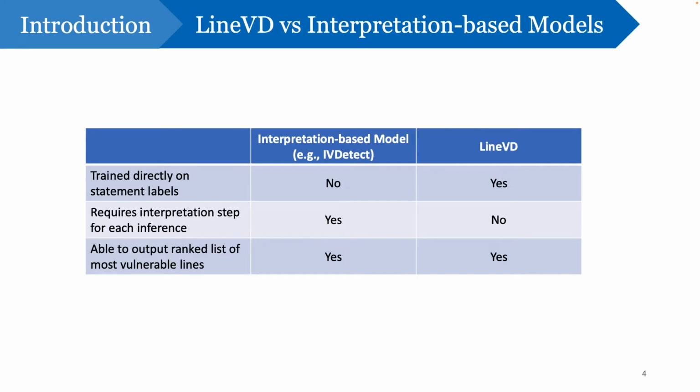As of the time of writing, there's only one other similar work, following the line of using interpretation in order to detect software vulnerabilities at the statement level. Here, we describe the main similarities and differences between our approach and an interpretation-based approach. That is, whether or not the model directly trains on statement-level labels, whether we require an additional explanation step after each inference on the trained model, and whether the model can output a list of the most confidently vulnerable lines.